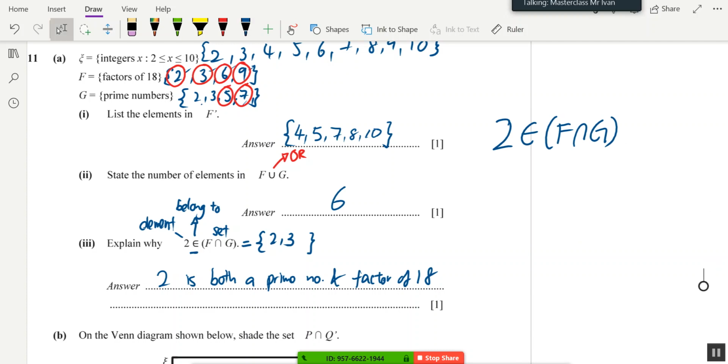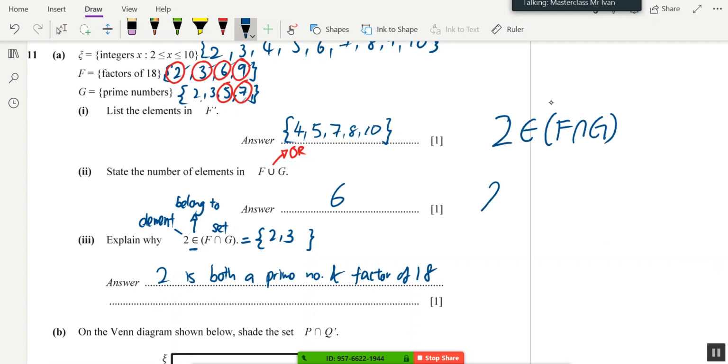Look here. If I want, can I write like that or not? 2 is a subset of F intersect G. Can or not? So only a set can be a subset of another set. 2 is an element. Can an element be a subset? Jerome, can an element be a subset or not? Cannot. Only a set can be a subset of another set.